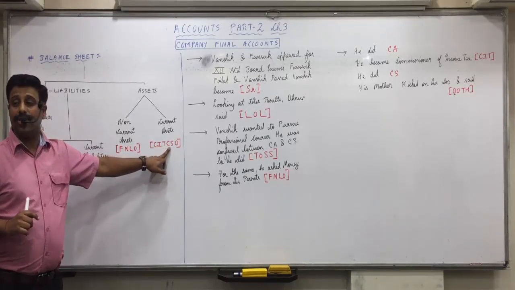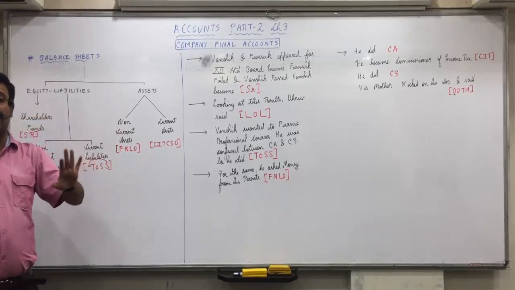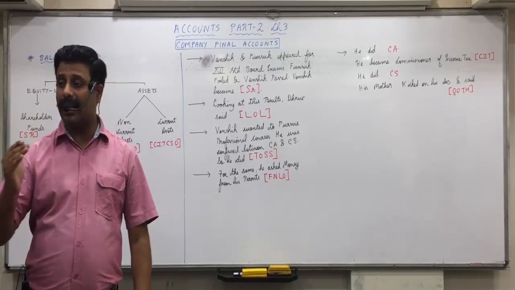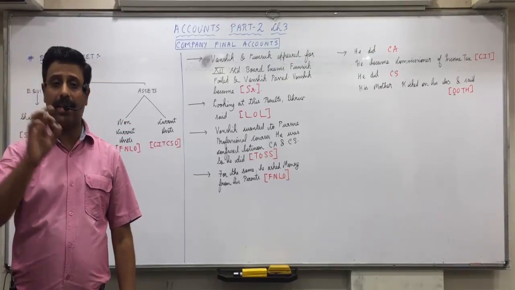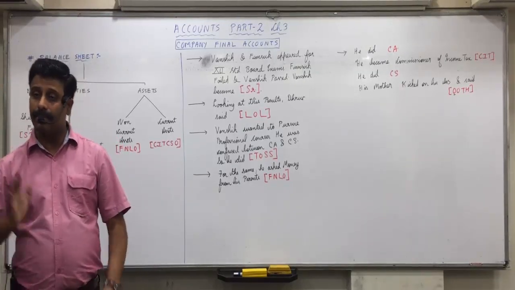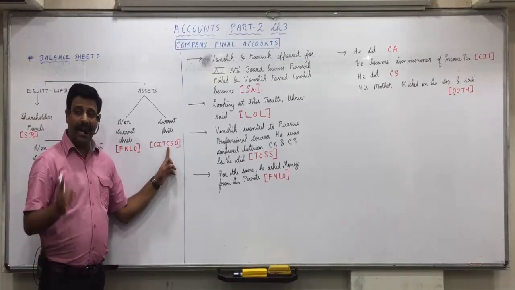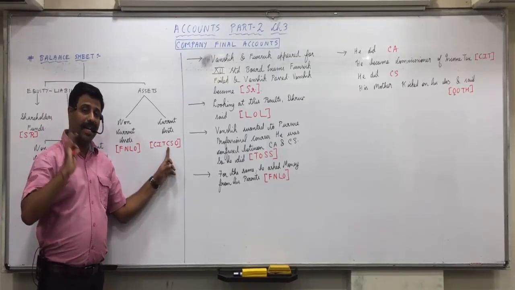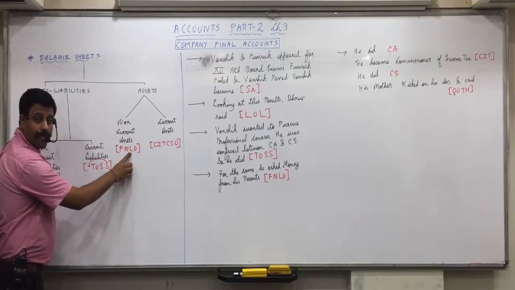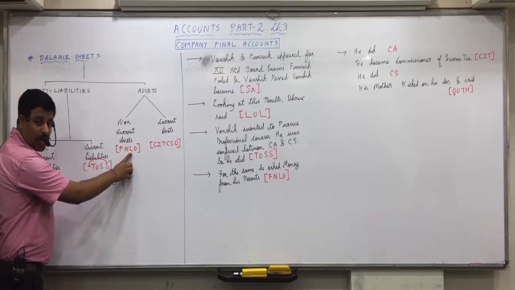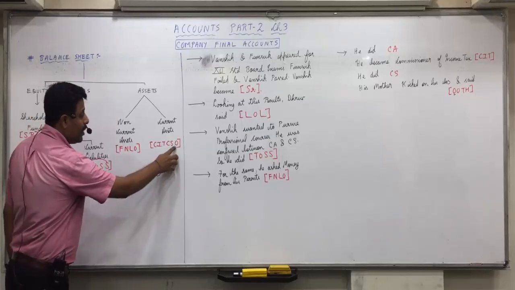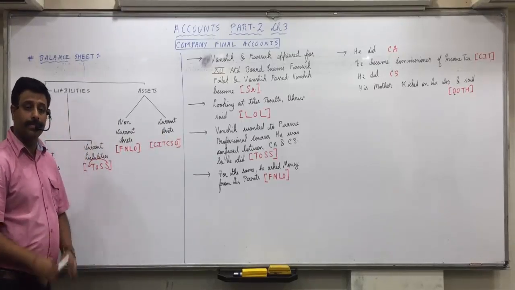Okay? Cash. But remember the complete heading is cash and cash equivalents. It includes only two things: cash balance and bank balance. Bank balance is called cash equivalent. So, cash and cash equivalents. Only two things will be included: cash balance and bank balance. Okay. What does this L stand for? Long-term loans and advances. Short-term loans and advances. Other current assets. Okay.